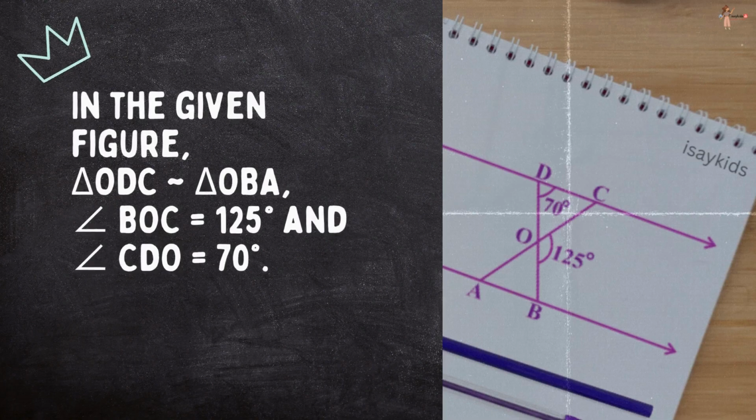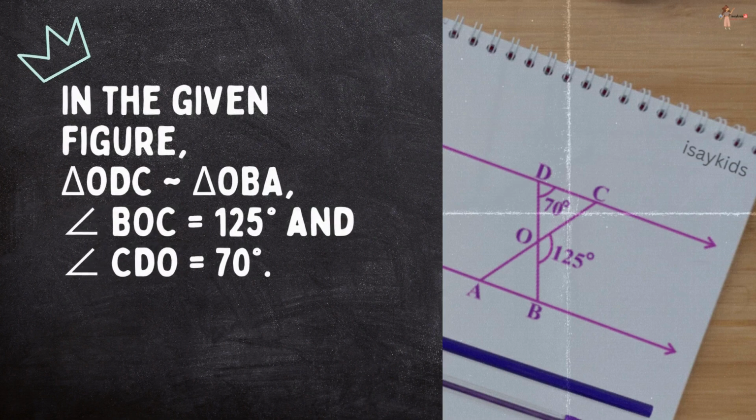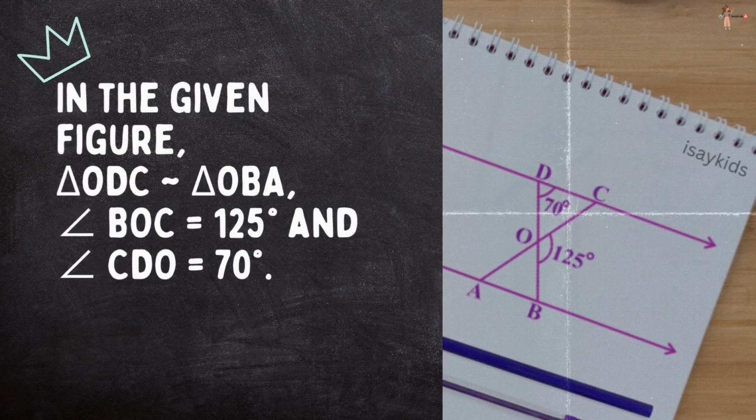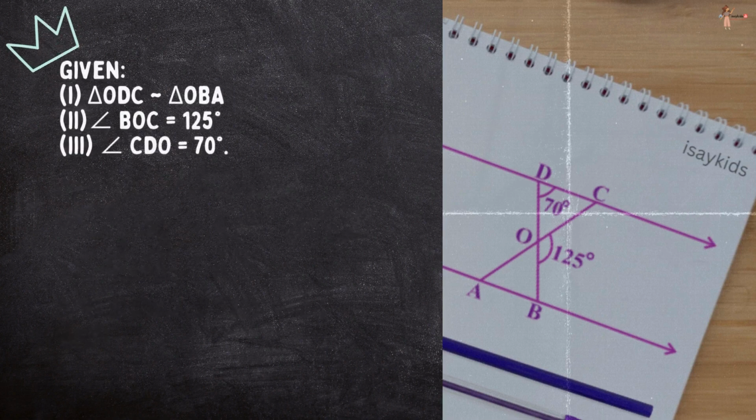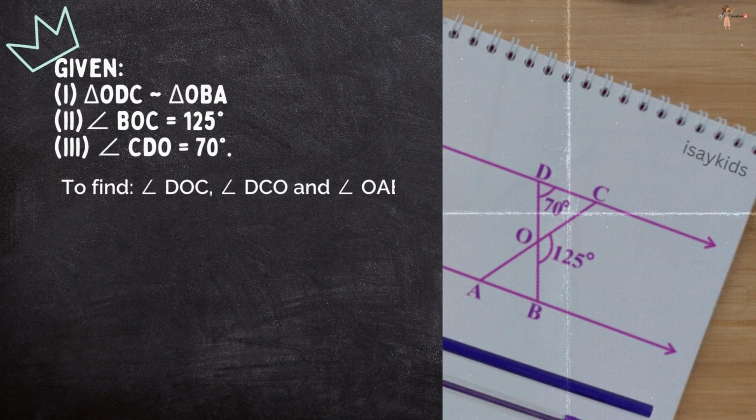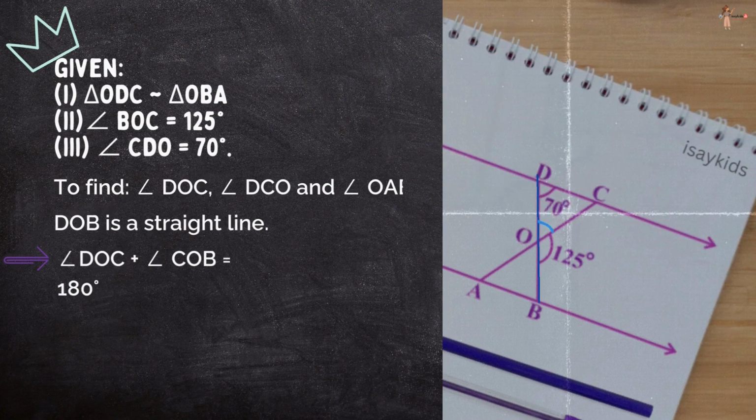In the given figure, triangle ODC is similar to triangle OBA. Angle BOC is 125 degrees and angle CDO is 70 degrees. We have to find angle DOC, DCO and OAB. So this is given and this is to be found out. As we can see, DOB is a straight line. Therefore, angle DOC plus angle COB is 180 degrees. That means angle DOC is 180 minus 125, that is 55 degrees.